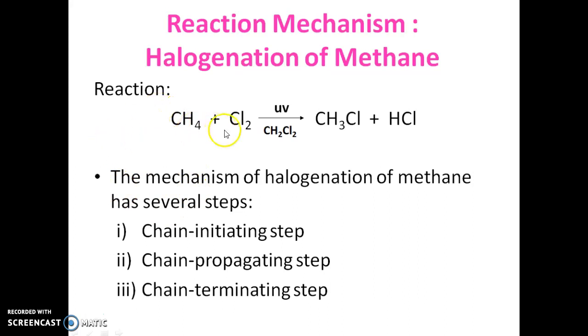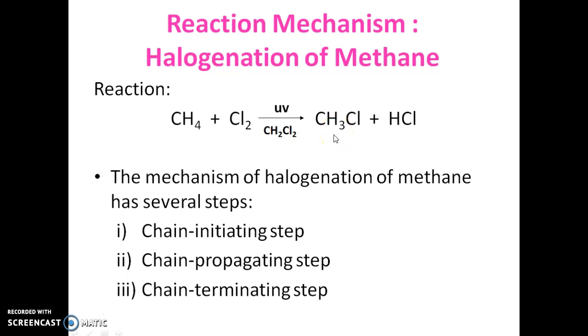In the presence of inert solvent, which is CH2Cl2, with the presence of UV light or heat, to produce a product. So when we say halogenation of the alkane, there will occur free radical substitution. What will occur is 1 H from the alkane will be substituted with the halogen. So 1 H from the CH4 will be substituted with the halogen Cl to form CH3Cl.